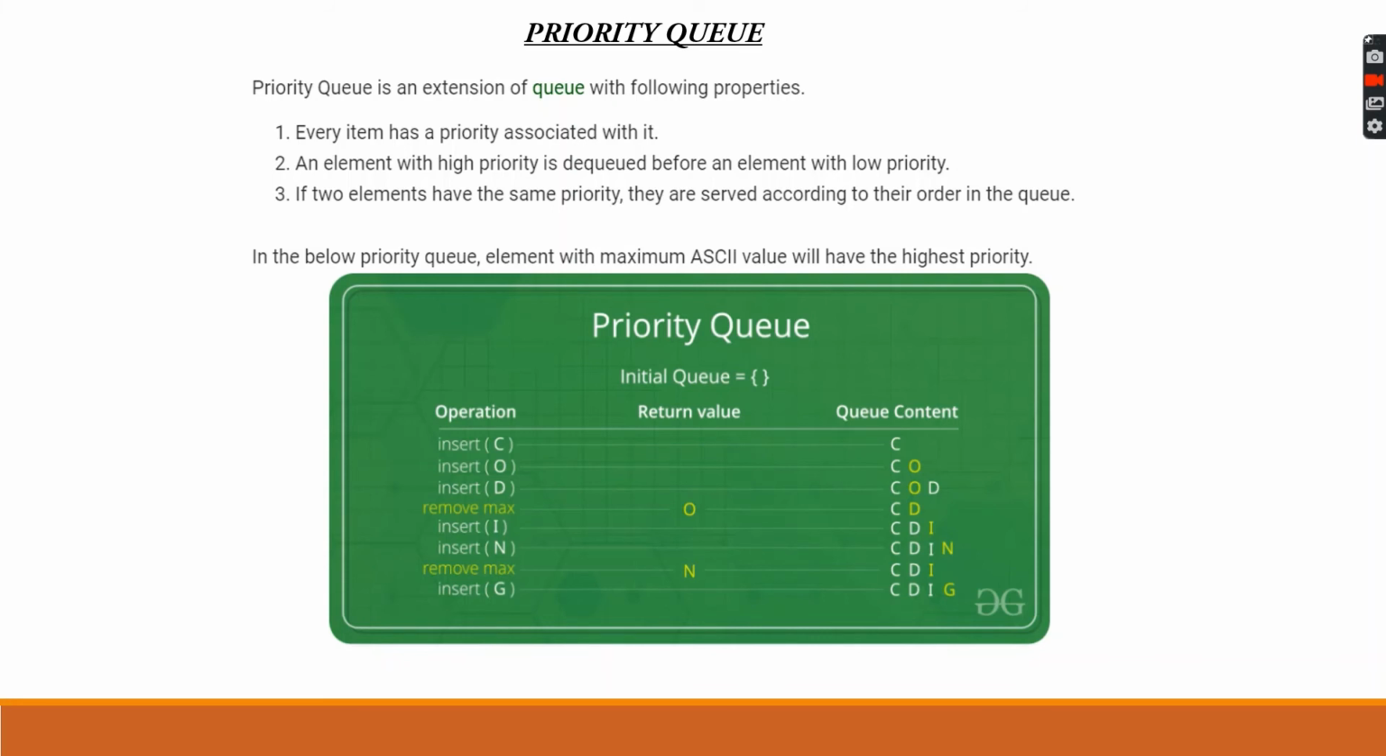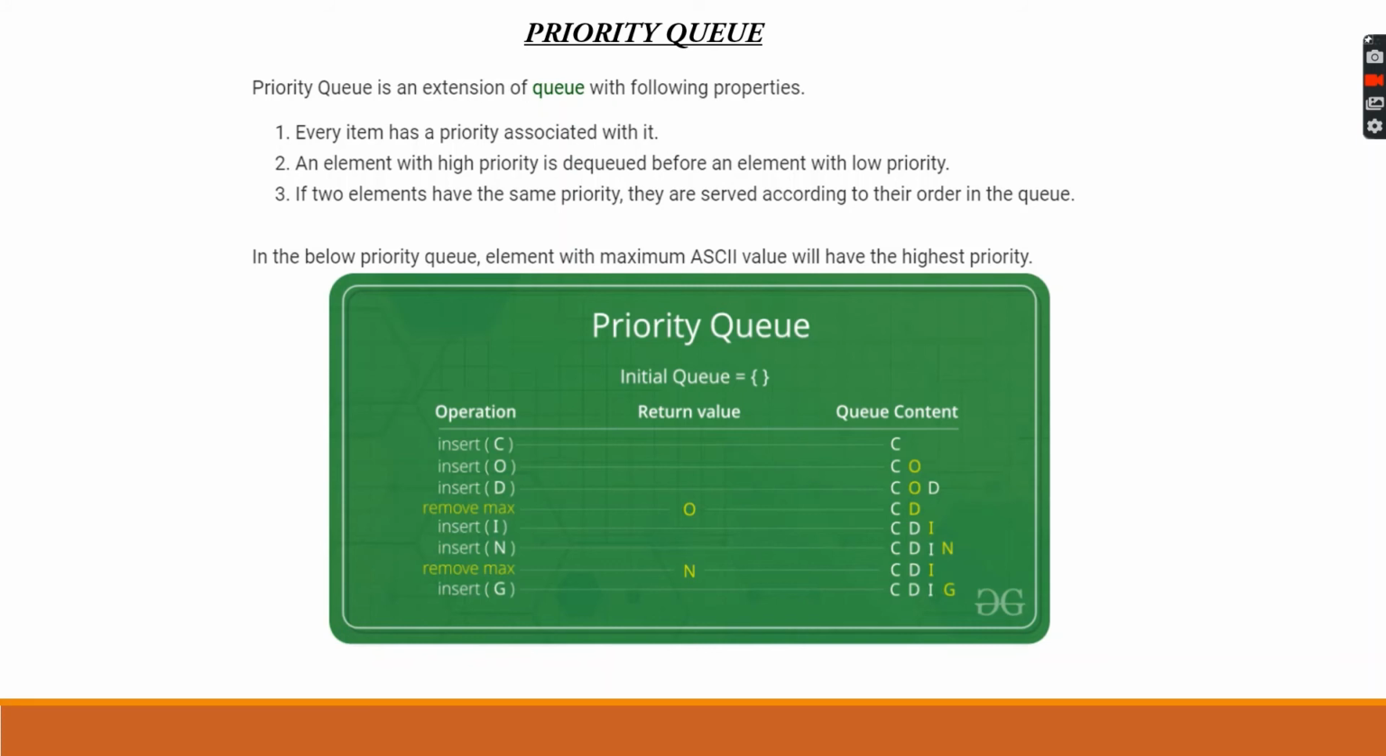A priority queue is basically an extension of a queue with some additional properties. These properties are: every item has a priority associated with it. An element with higher priority is dequeued before an element with lower priority. If two elements have the same priority, they are served according to their order in the queue. So there are some priorities that have to be followed while maintaining the sequence in a queue. Those are based on the maximum ASCII value. The maximum ASCII value will have the highest priority.